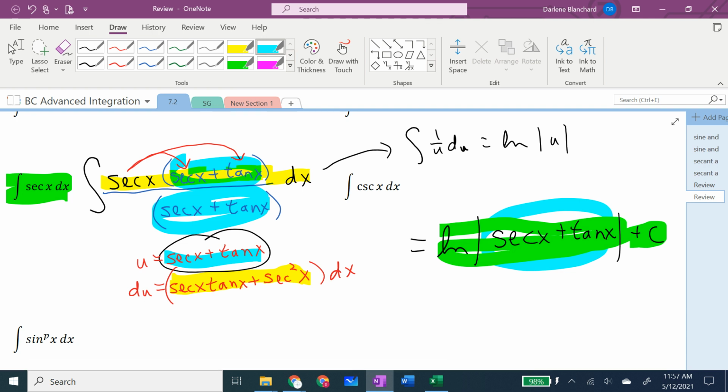You need to be ready before we move on to trig substitution. You need to know how to deal with every single trig function that shows up in an integral, as long as it shows up in the format of that trig function to a power.